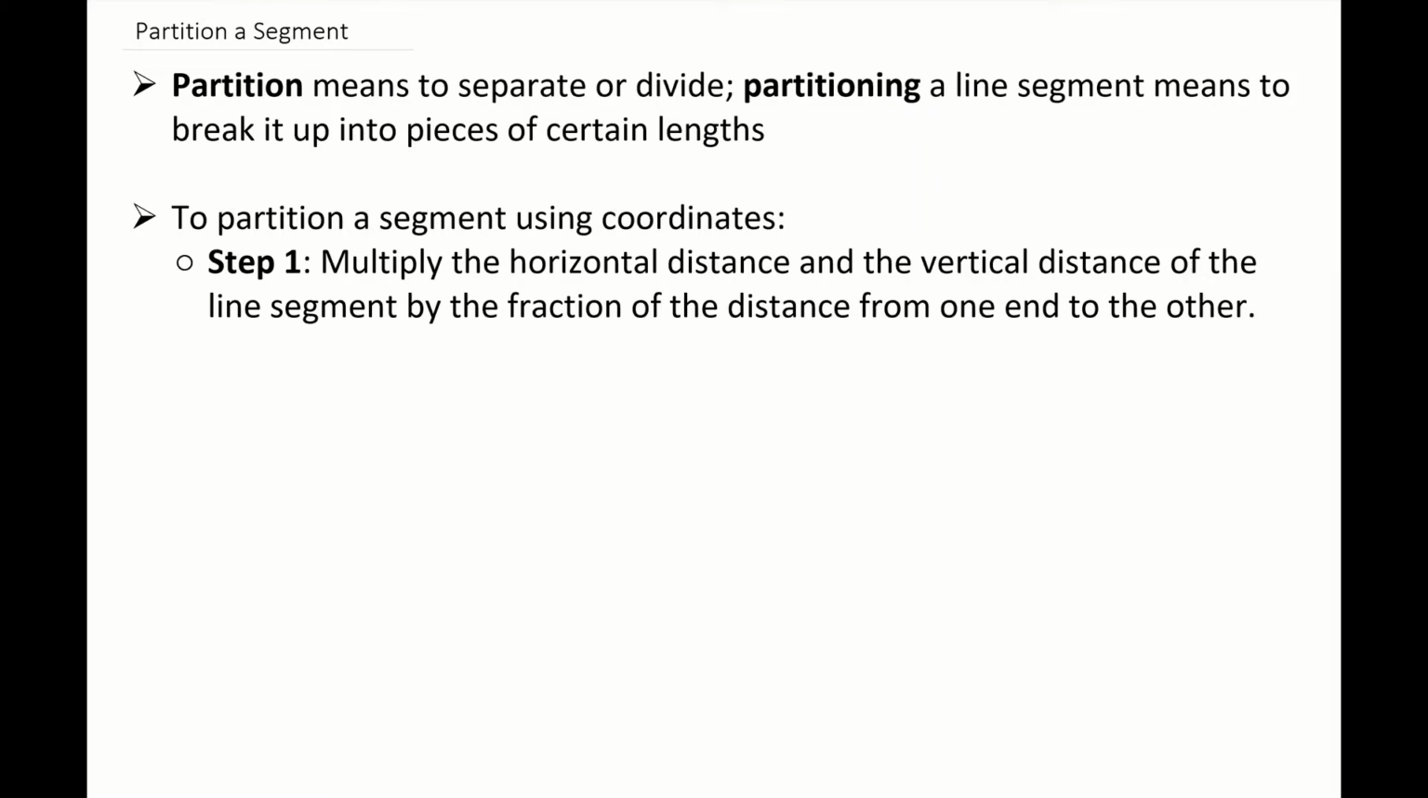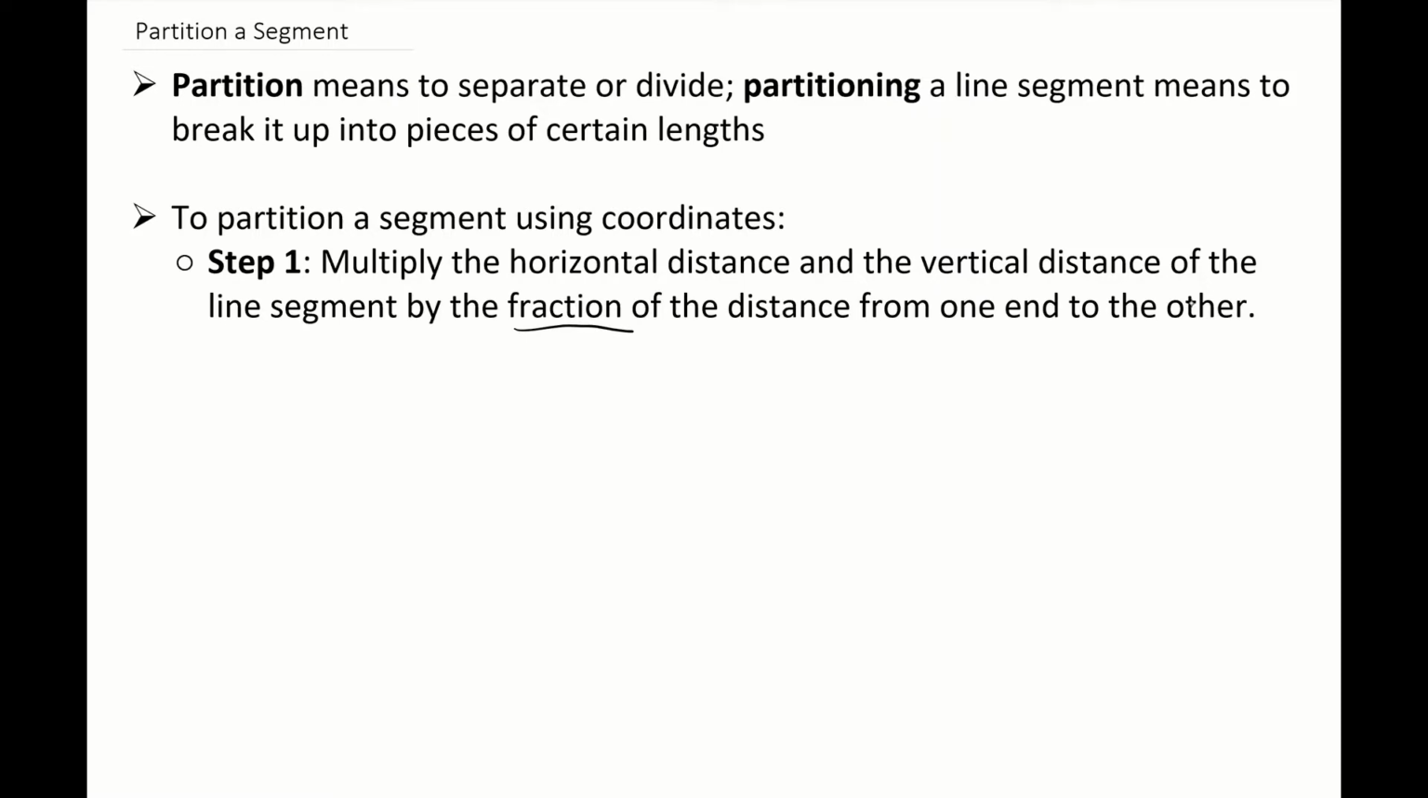So now that we know how to partition a line segment, given a ratio or given a fraction, we want to go over the steps for partitioning using coordinates. So we want to actually do this calculation. So step 1 is to multiply the horizontal distance and the vertical distance of the line segment by the fraction of the distance from one end to the other. So the fraction part, not the ratio that they usually give you, but the fraction.